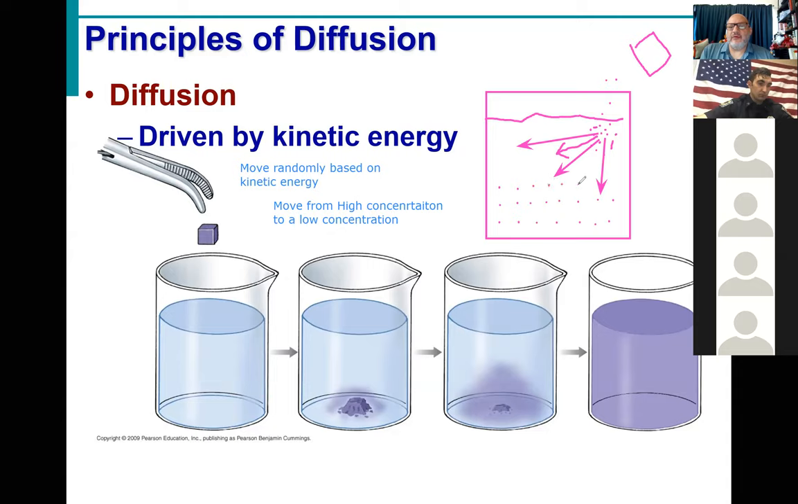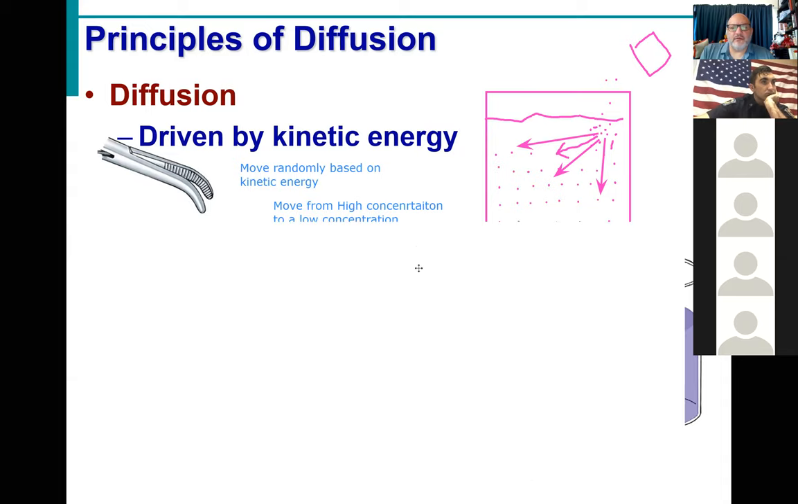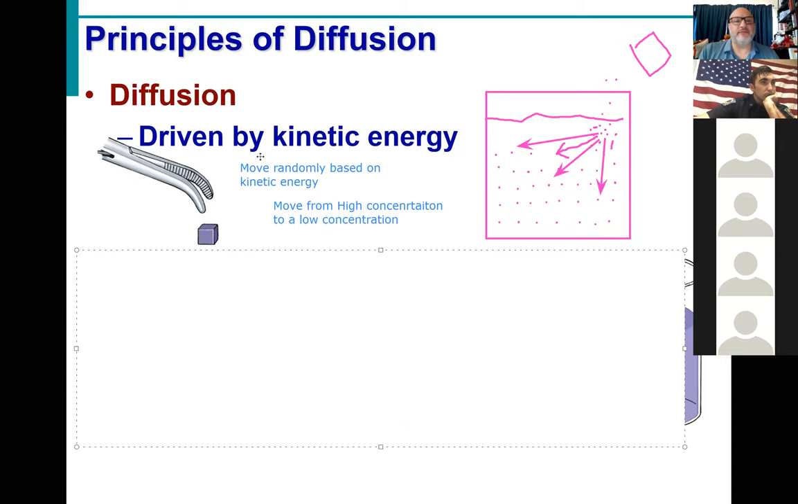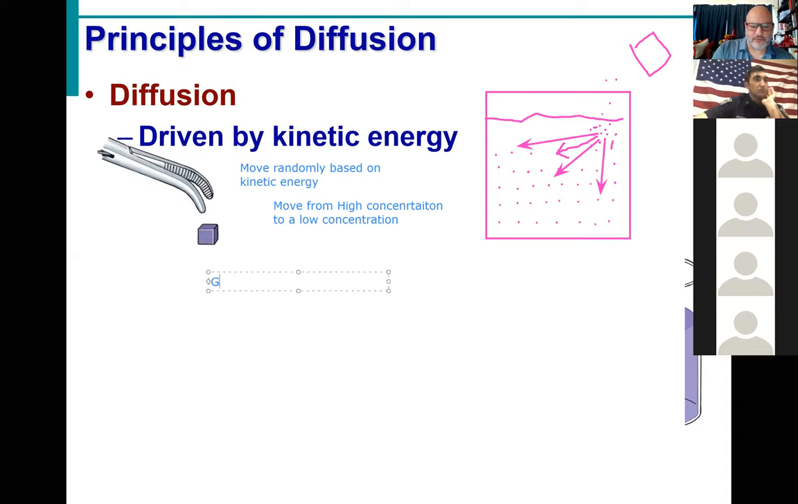And again, this does not require any work from us. What do we call that point once it is all equally distributed throughout the pitcher? Equilibrium. It is called equilibrium. I am going to cheat now and erase this so I have some room to play with. So the goal is to reach equilibrium.